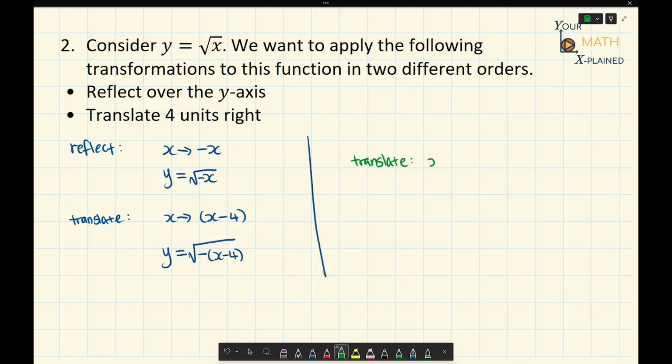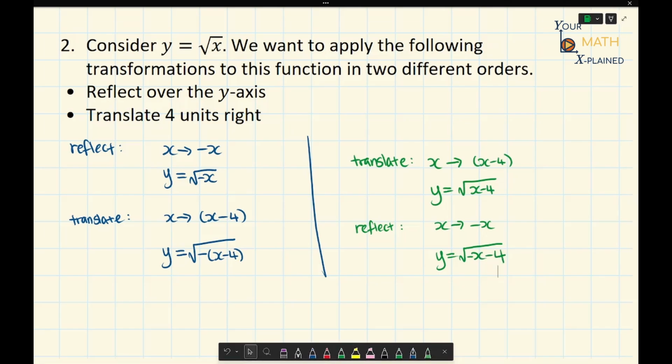So same thing, translating 4 units to the right means we're going to replace our x with x minus 4. So that means our equation becomes y is equal to the square root of x minus 4. And then we're going to do our reflection, which means our x is going to get replaced by negative x. So that means our equation is now y is equal to the square root of negative x minus 4.